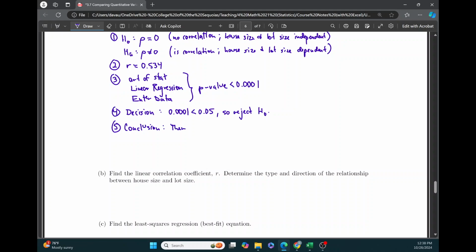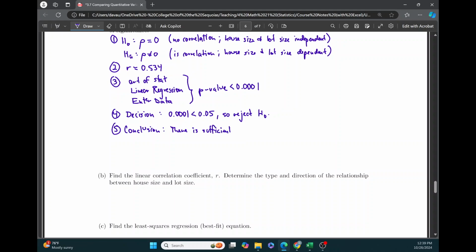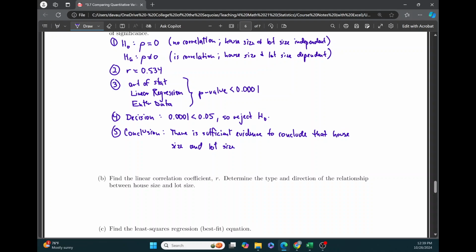There is sufficient evidence to conclude that house size and lot size are linearly correlated, or in other words, that they're dependent.